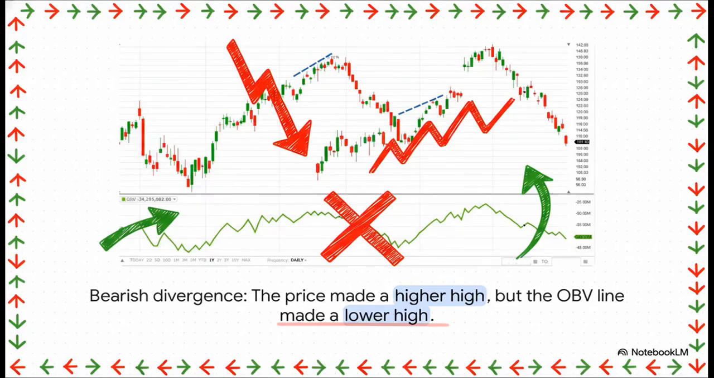And here it is, a perfect real-world example. Look at the price chart on top. It makes a clear new high, no doubt about it. But then look at the OBV line right below it. It's actually sloping down, making a lower high. So the price went up, but the big money, the volume, wasn't following along. This divergence was a massive red flag that the trend was in serious trouble, right before that big price drop.